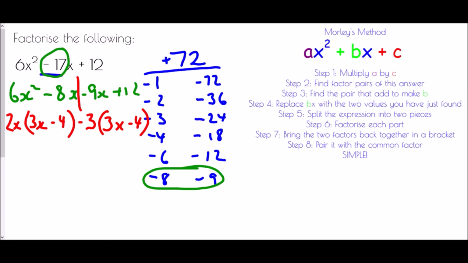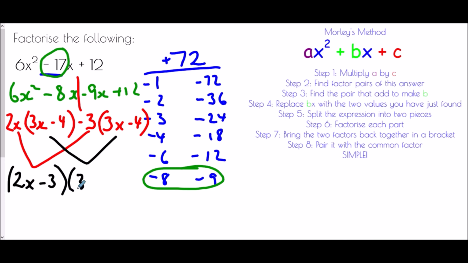And so now we bring together our factors of the two brackets, 2x take away 3, and then we bring together our common factor, 3x take away 4. And so 6x squared take away 17x plus 12 is the same as 2x minus 3, 3x minus 4.